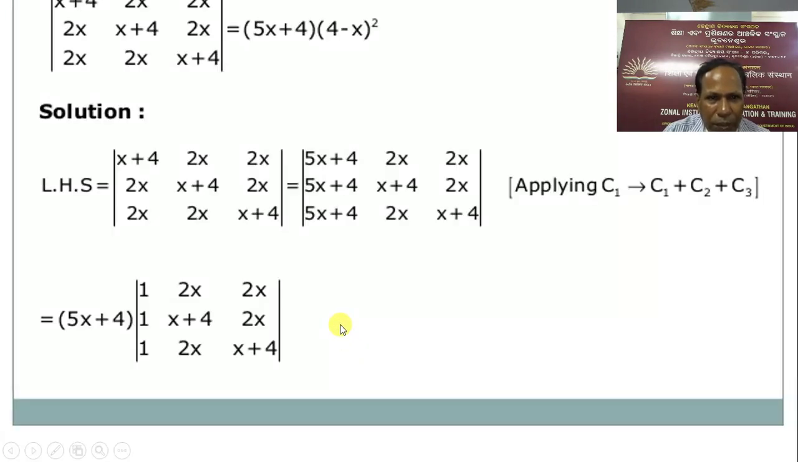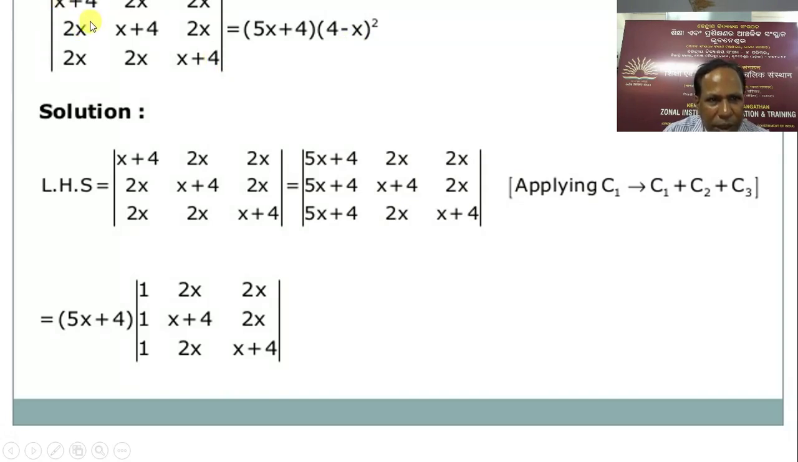Then one more example. We will prove that the determinant |x+4, 2x, 2x; 2x, x+4, 2x; 2x, 2x, x+4| is equal to (5x + 4) into (4 - x) whole square. So that means this determinant must be equal to this.